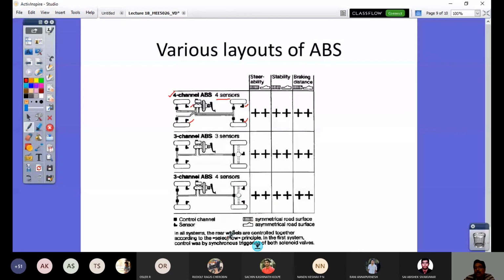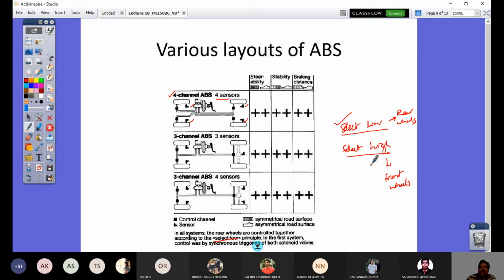Select low, or select high. So what do you mean by select low, select high? Select low means the lower speed of the wheel. Select high means the higher speed of the wheel. In general, select low is preferred and applied on the rear axle wheels, and select high is on the front wheels.